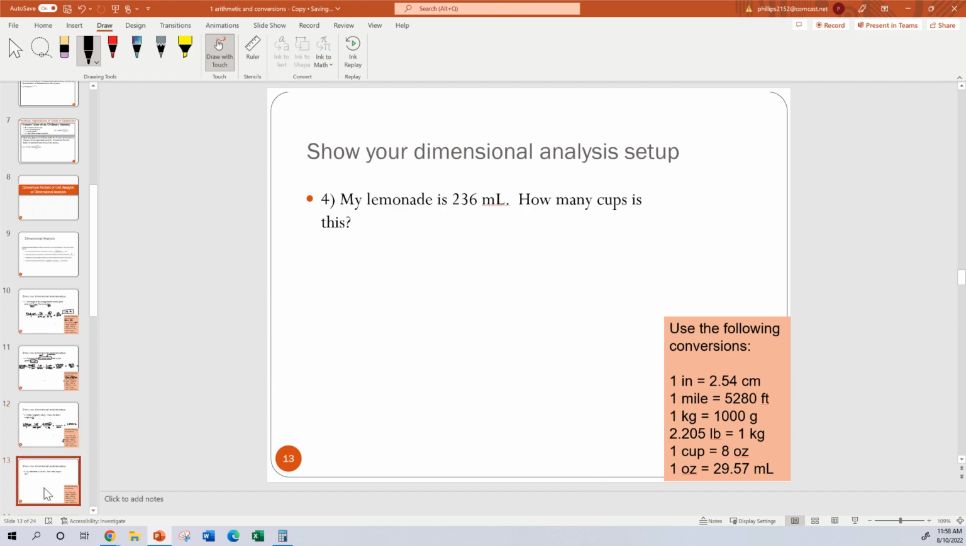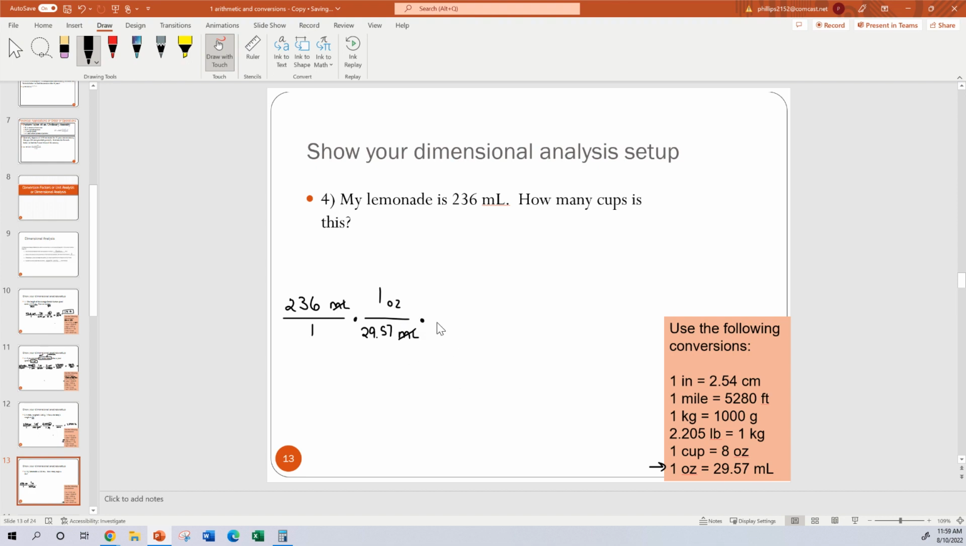So let's take a look at one last problem. And again, I encourage you to pause the video, try this on your own, and then check your work. So 236 milliliters is not a fraction, so I will put it over a placeholder 1 to make it look like a fraction. I immediately know milliliters has to go on the bottom because I need to cancel it. I look in my list and I have a conversion. So I put 29.57 milliliters is 1 ounce. And again, that's more precise of a conversion than we usually use in healthcare, but that's what we're given.